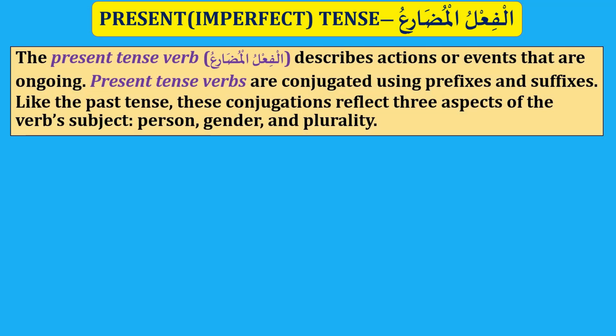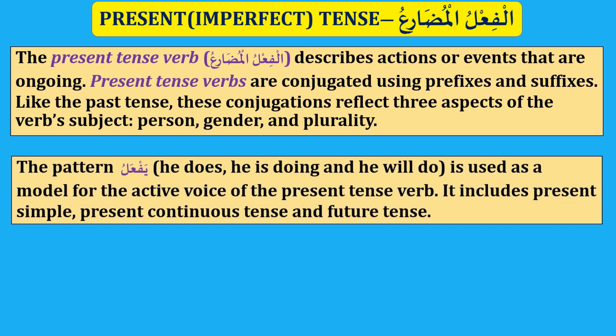The present tense verb الفعل المضارع describes actions or events that are ongoing. Present tense verbs are conjugated using prefixes and suffixes. Like the past tense, these conjugations reflect three aspects of the verb's subject: person, gender, and plurality.